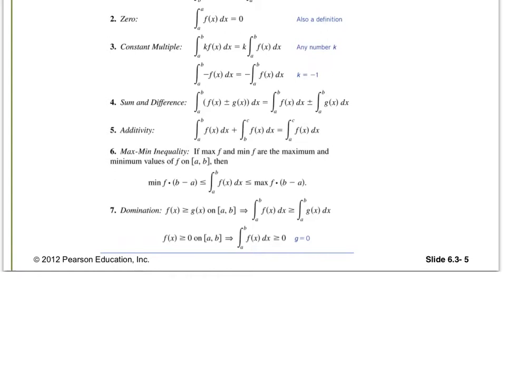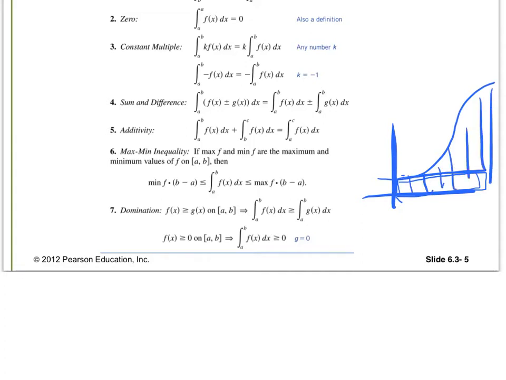I think if I draw you a picture quick, you will understand what it's talking about. So if I have a function that goes like this, it's saying that the minimum area rectangle is going to be smaller than the actual area, which is going to be smaller than the maximum height times your width. So that's maybe confusing as I drew it, but I think I'll be able to explain that one pretty simply tomorrow. And then same with number 7, we can just talk about that a little bit tomorrow about domination.